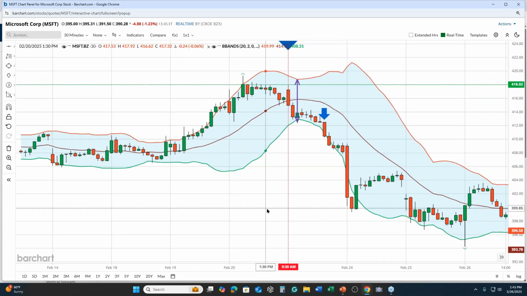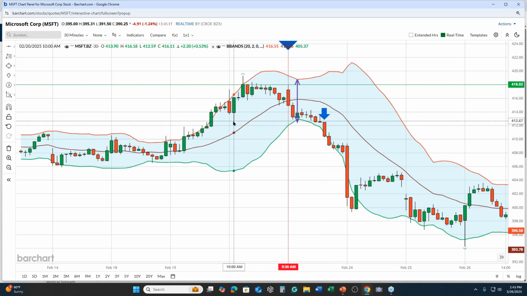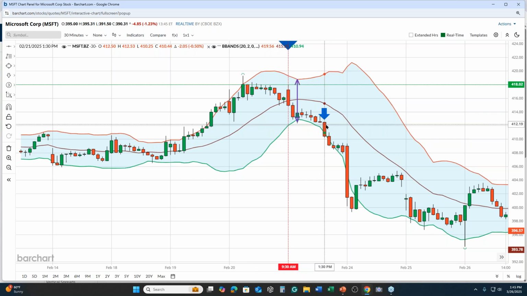Okay, so what have we learned? Well, we learned that we can take a trend following trade after our bands have narrowed. Look how narrow we are here. And we want to wait for that confirmation, when price gets to the outer band and breaks structure. Right there, that blue arrow would be our entry signal that allowed us to re-engage our downtrend.